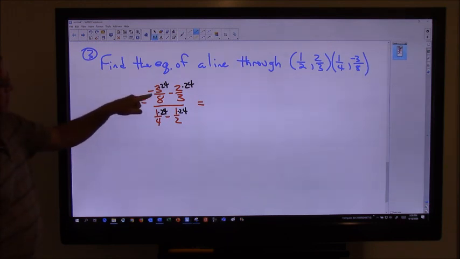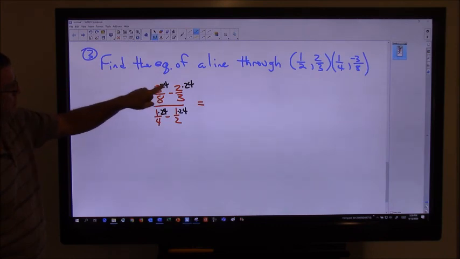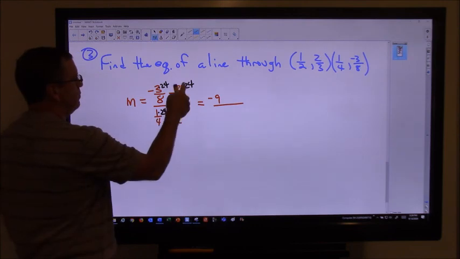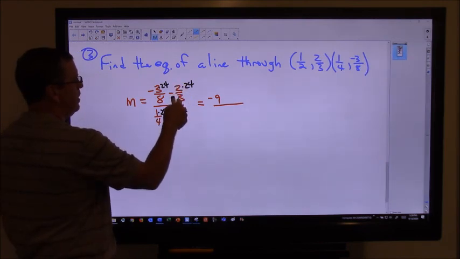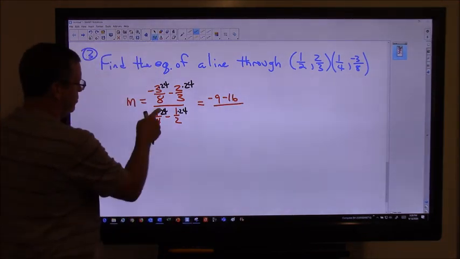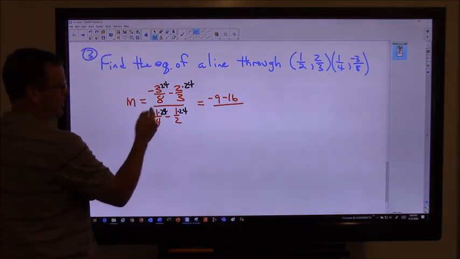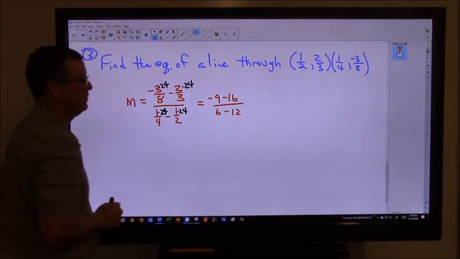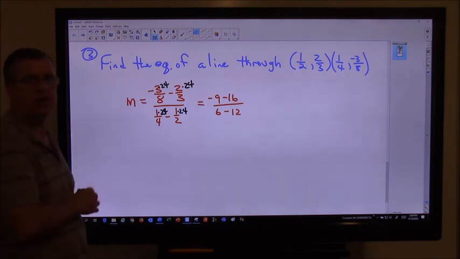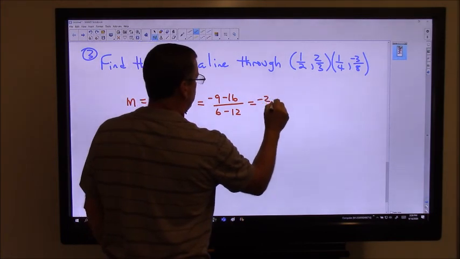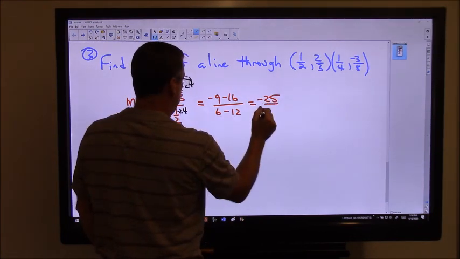I'm going to simplify each of these individual fractions. So if I do 24 divided by 8, that's 3, times a -3, that's a -9. Here, 24 divided by 3, that's 8. 8 times 2, that's a -16. 24 divided by 4 is 6, times 1, that's 6. 24 divided by 2 is 12. I really just clean that up quite a bit. And now if I do this, I've got a -25 over a -6.